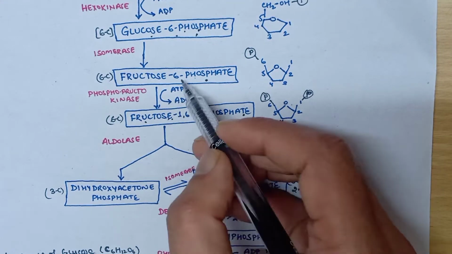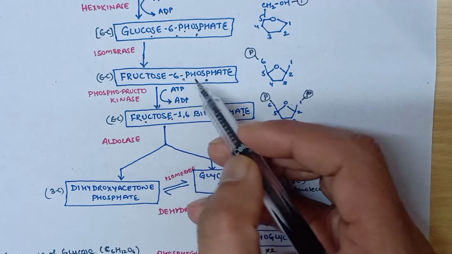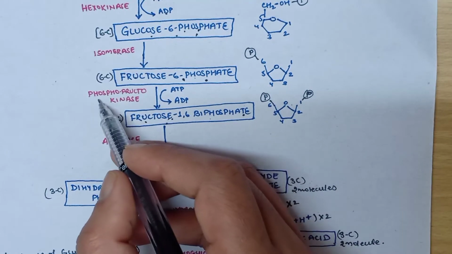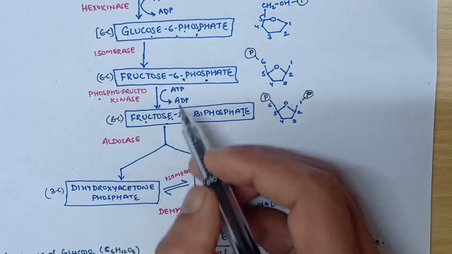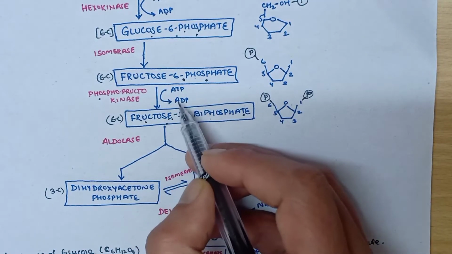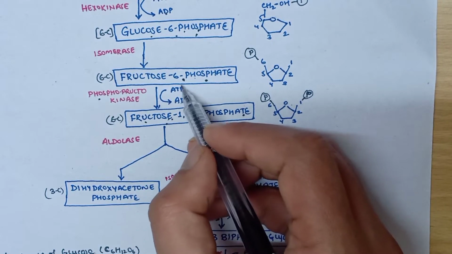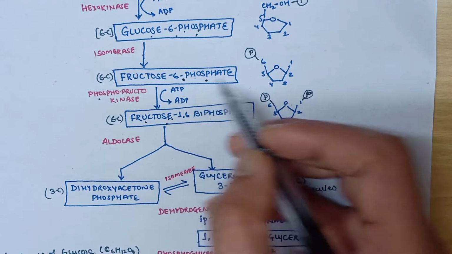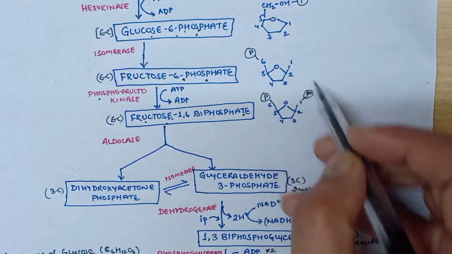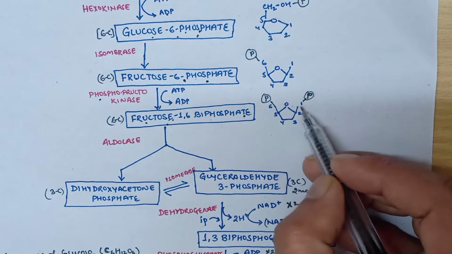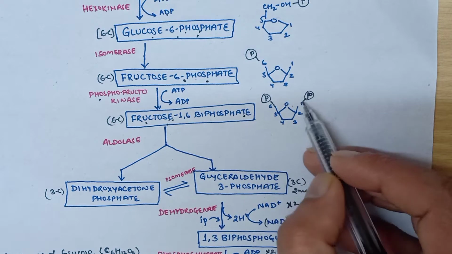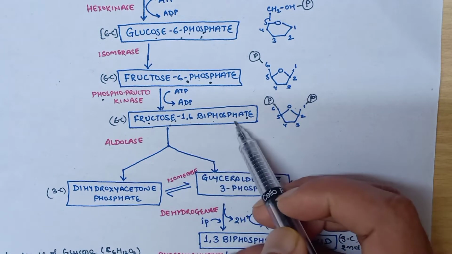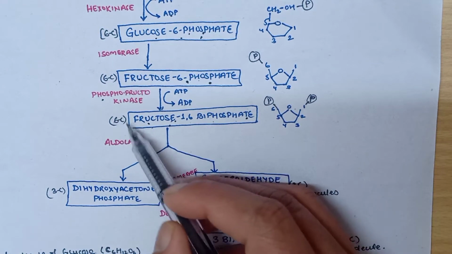So here fructose 6-phosphate will get converted into fructose 1,6-biphosphate in the presence of phosphofructokinase, where ATP will be converted into ADP by giving its one phosphate group to fructose 6-phosphate, so that the other chain will be occupied. Here fructose 1,6-biphosphate is also a 6-carbon compound.